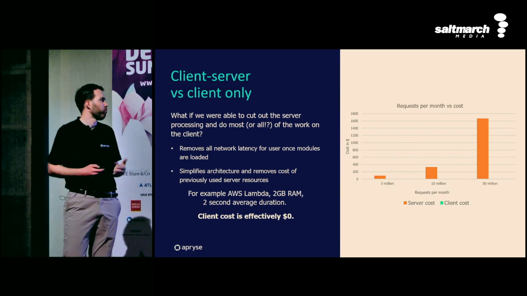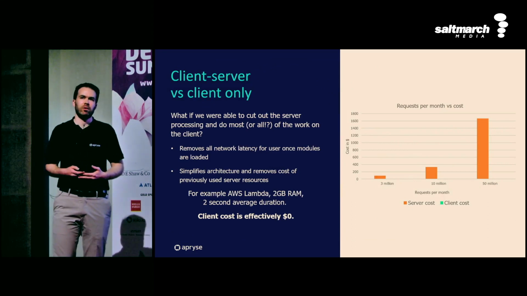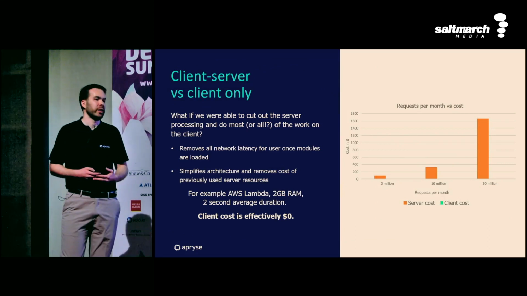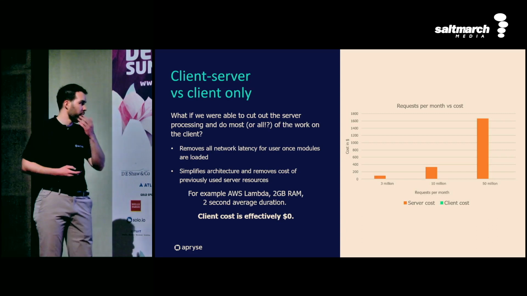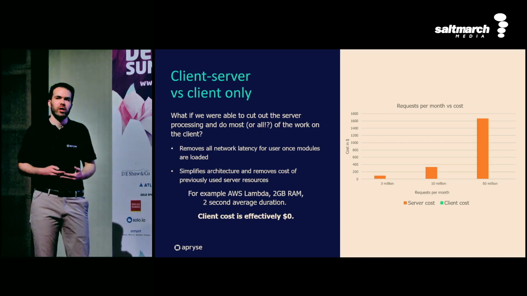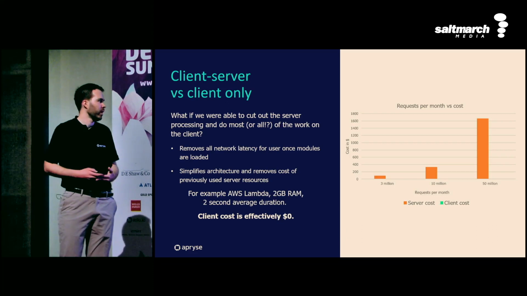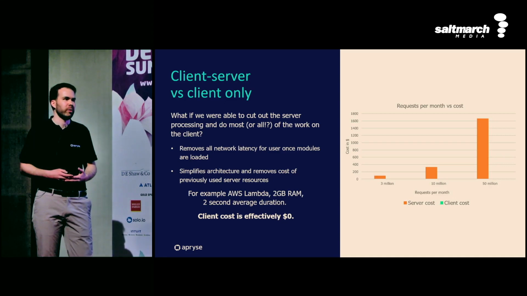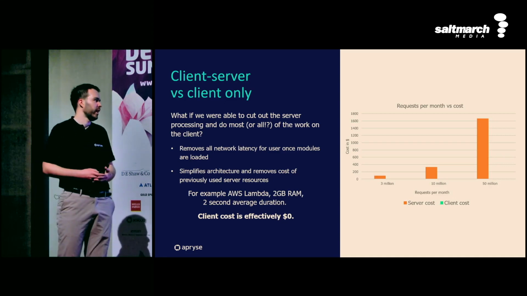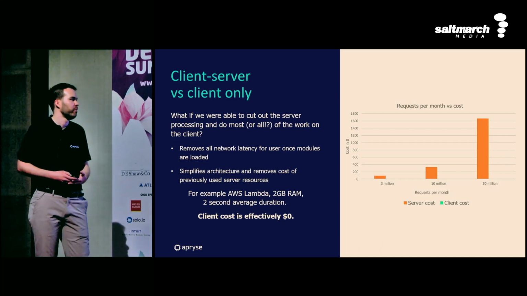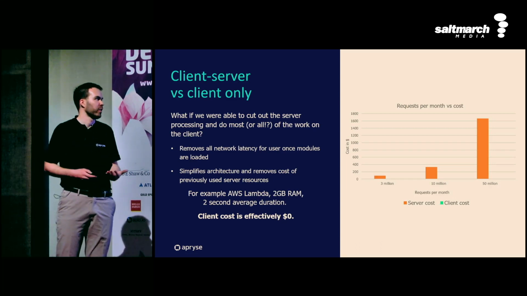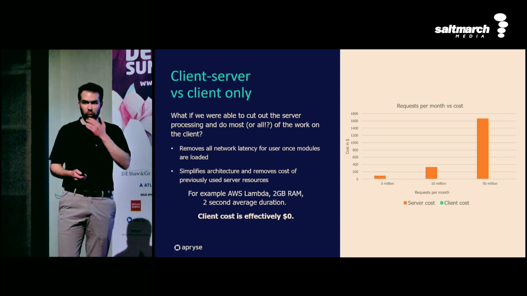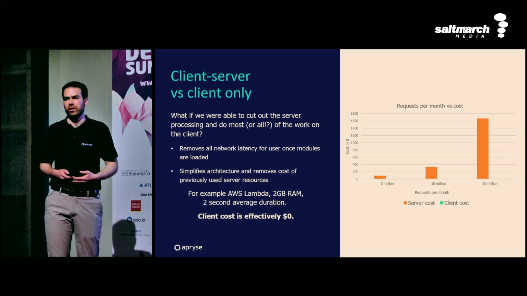So quick example, what if we were able to cut out most or maybe all of our server processing? If we could do that, we could remove all of the latency for our users. Once the initial modules are loaded, we're not going back to the server anymore. We're also going to simplify our architecture, removing all of that server setup. And just a quick graph there, it's an example with AWS Lambda. As our requests increase per month, our costs obviously increase. And that's in US dollars for the y-axis. With the client, we just need a static server. The cost is effectively $0.